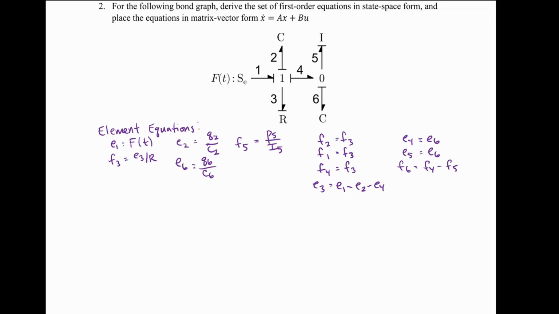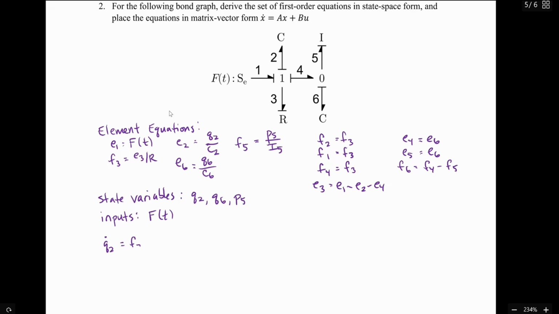At this point, we need to identify what the inputs to the system are and what the state variables are. We'll start with the state variables. We see that we have 3 elements in integral causality, both capacitances and the inertance. So our state variables are Q2, Q6, and P5. And we have only one input, which is F of t. At this point, we're ready to start deriving our state equations.